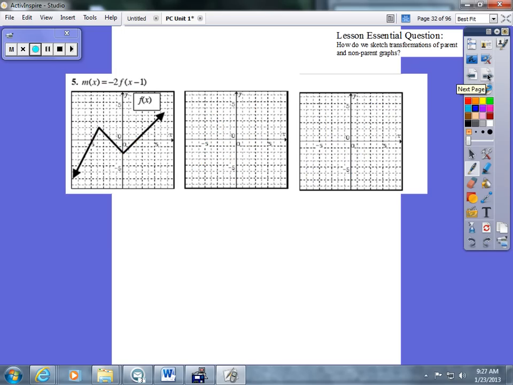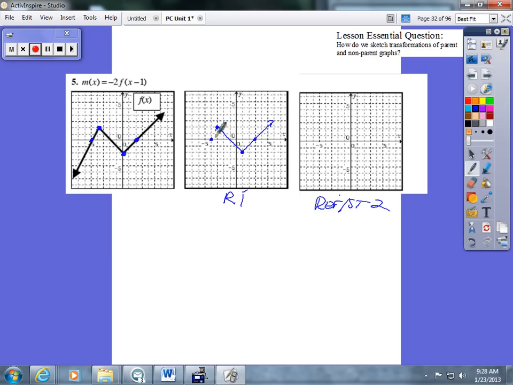Next, times by -2 and then right one. So parentheses should happen first here. So we're going to do the right one first. Again, I'll do step by step. So this will be a right one, and this will be reflect and stretch 2. So right one, again, important points. All goes back to those. Move each of them to the right one. So that point goes right one. This point goes right one. This point goes right one. And this point goes right one. And then you can sketch your graph.